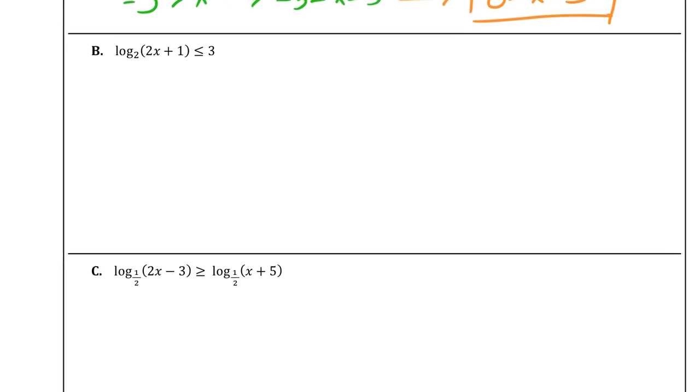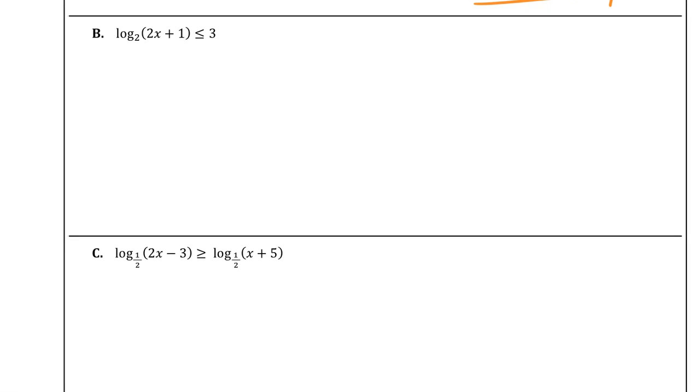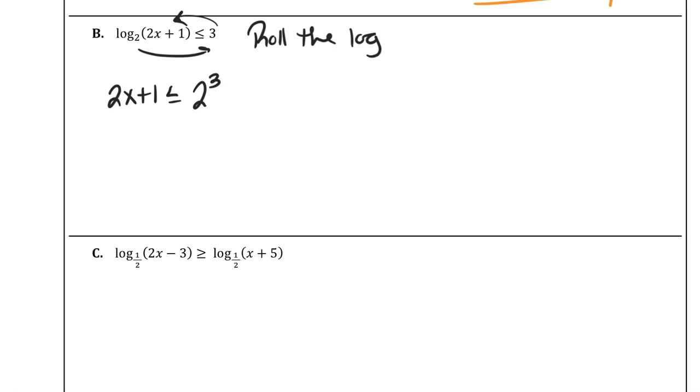We'll see that in part B. This one doesn't compare a log to a log. It compares a log to a number. So just like when we were doing equations, we do have to roll it. So 2x plus 1 is less than or equal to, and I roll it, there we go, 2 to the power of 3. My base value is a 2, so that's why I left my inequality the same.